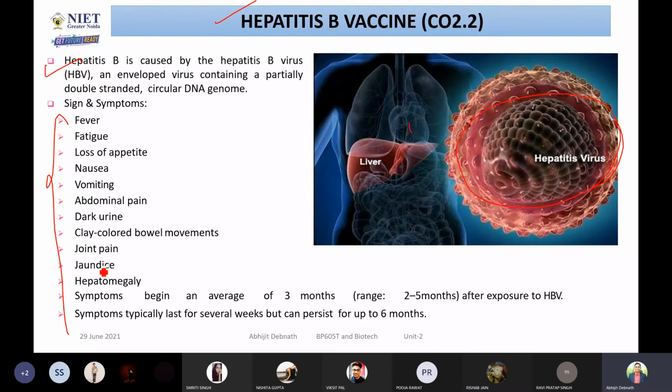So hepatitis is very simple. It's a virus that affects your liver, and your liver cells get destroyed. After infection with hepatitis B virus, you will observe symptoms such as fever, fatigue, loss of appetite, nausea, vomiting, abdominal pain, dark urine and light-colored bowel movements, joint pain, jaundice, and other things. You will observe these as symptoms if you are infected by hepatitis B virus.